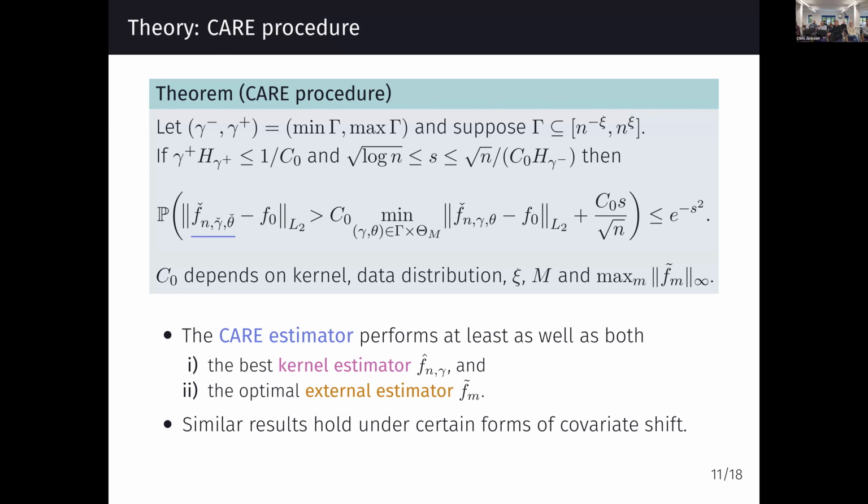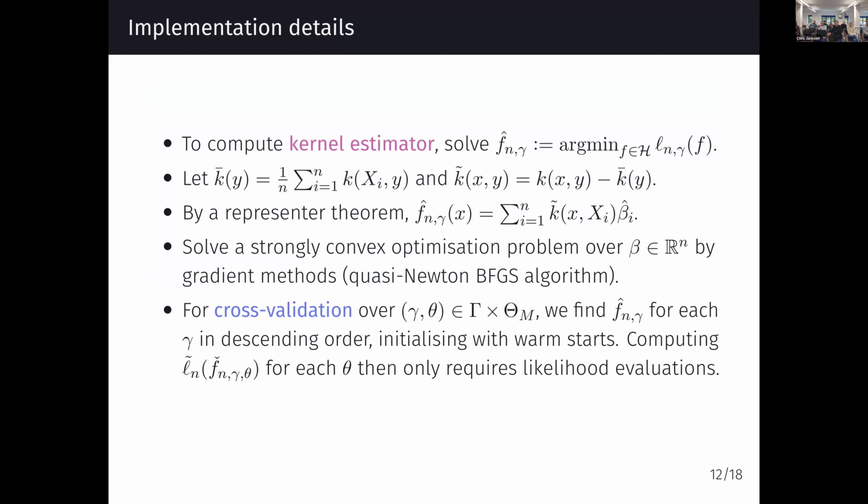Okay, great. I promised I would say a little bit about the computational side of this, actually fitting these estimators. As you pointed out, there's a lot of optimization that needs to be done. So I just want to talk a little bit about how you do this in practice.